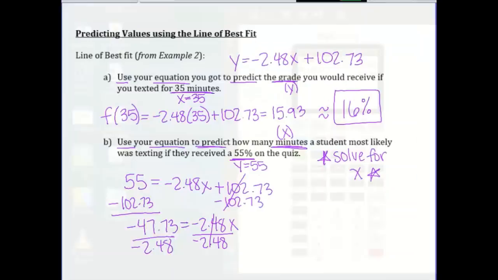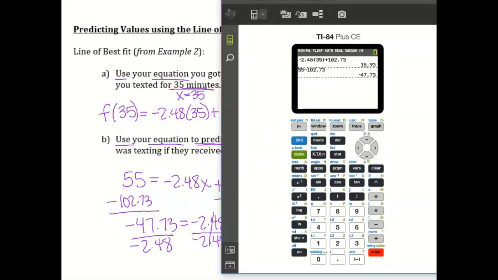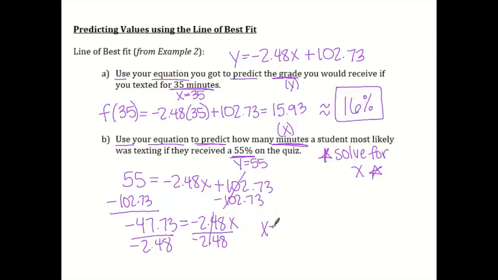Type into my calculator negative 47.73 divided by negative 2.48. And I get 19.26. So x is equal to 19.26. I'm going to round that to approximately 19 minutes. So if I got a 55% on my test, I was likely texting for 19 minutes.